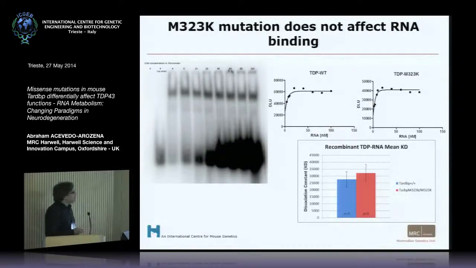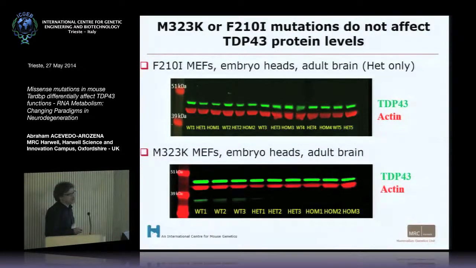One very crude way that we tried here as well, with Emmanuel and Tito, was to do a semi-quantitative EMSA assay with recombinant protein, but we couldn't really find any differences, meaning that at least with this assay, the M323K mutation doesn't really bind RNA better than the wild type, which doesn't mean that it is not going to be the same in vivo. At least in this overexpression system, it doesn't. Another possible explanation is that the protein levels are different. However, the TDP43 protein levels for M323K, but also interestingly for the F210I, are not different.